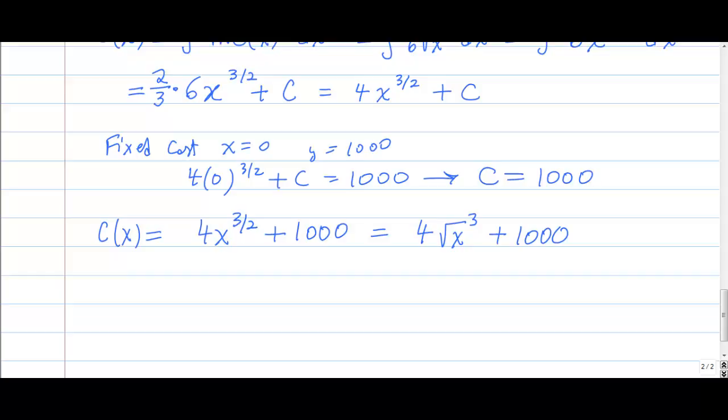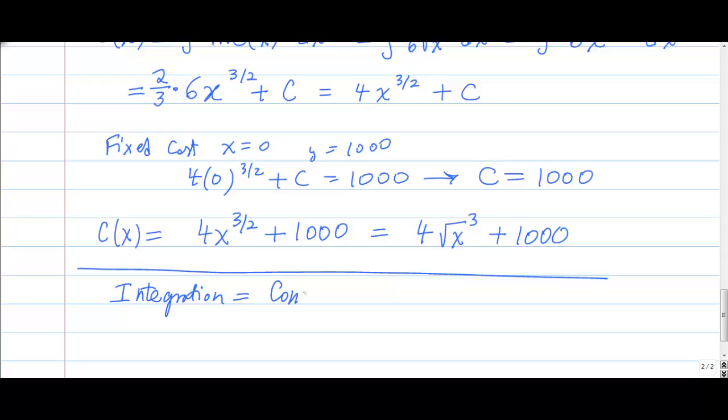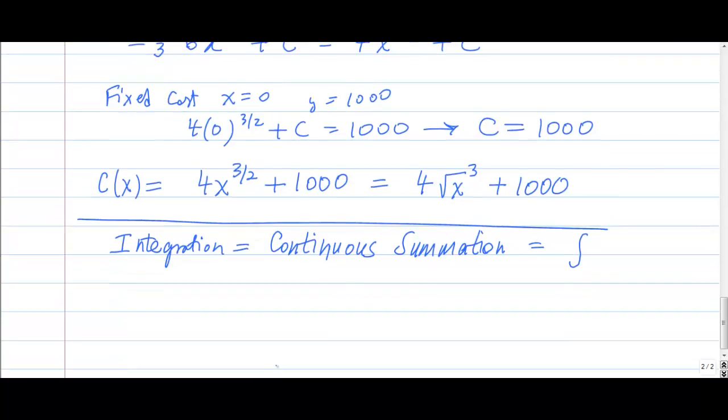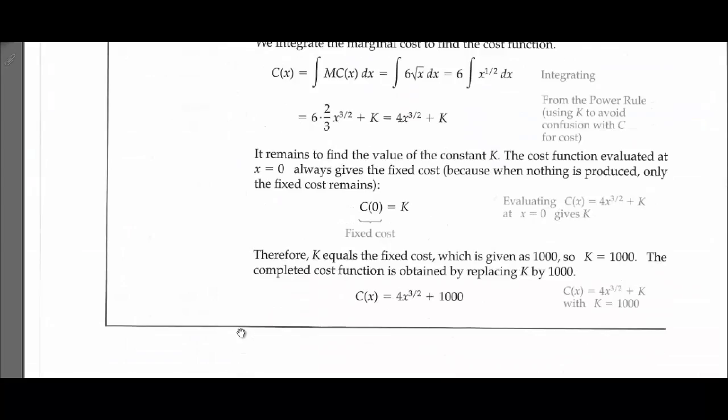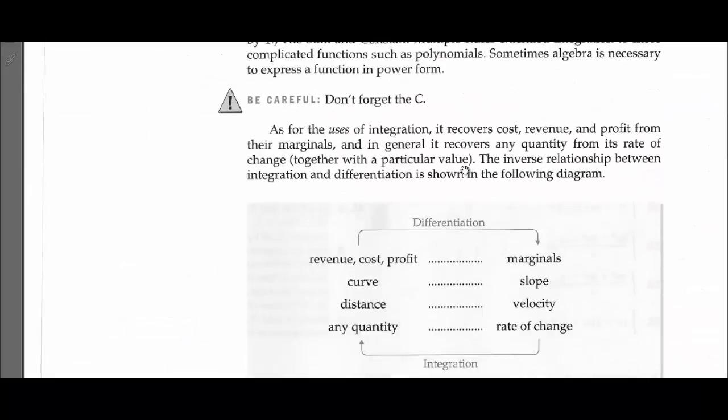Alright, let's talk a little bit about what integration is. Integration is just known as continuous summation. That's why we have that elongated S for summation. Okay. Now let me show you a diagram in your book. This is on page 333.